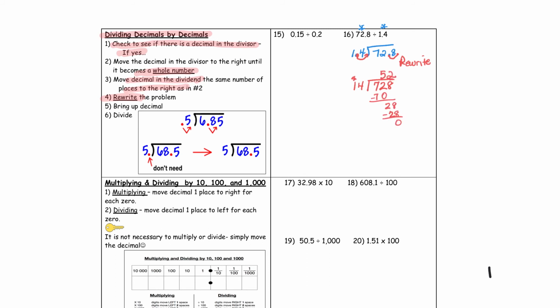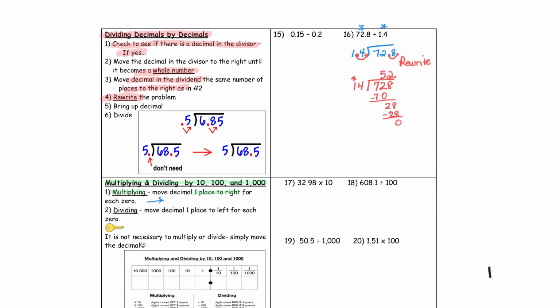Pause the video. And there you have your answer of 52. When multiplying and dividing by 10, 100, and 1,000, basically all it is is a little number trick. When you multiply, you move the decimal one place to the right for each zero. So that means that you are going to be moving the decimal to the right for the number of zeros you have in the problem.